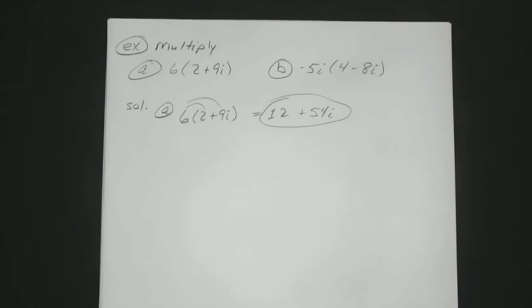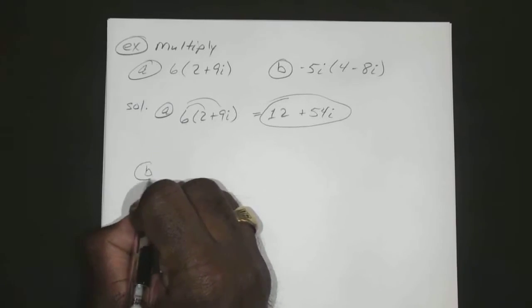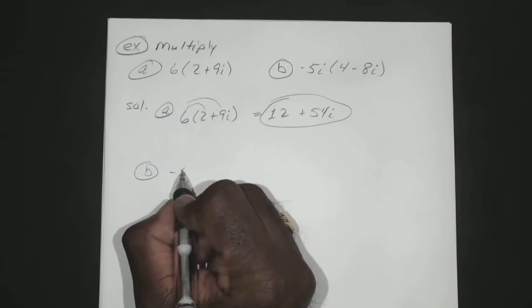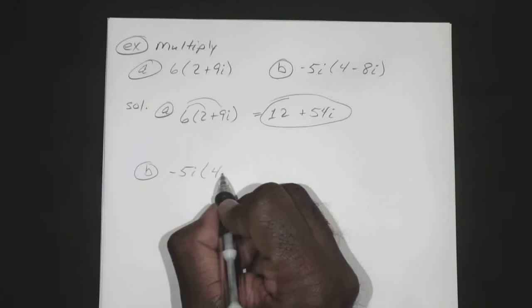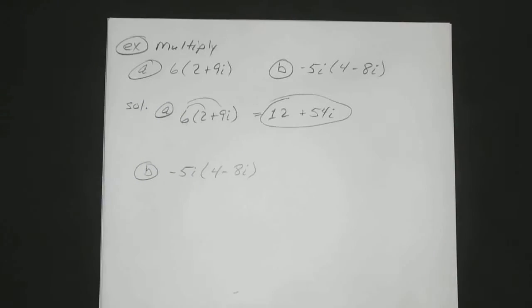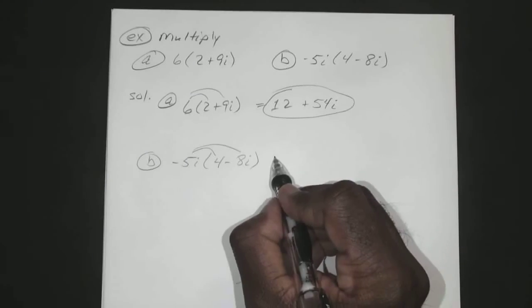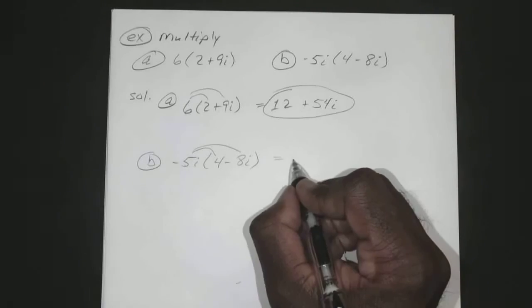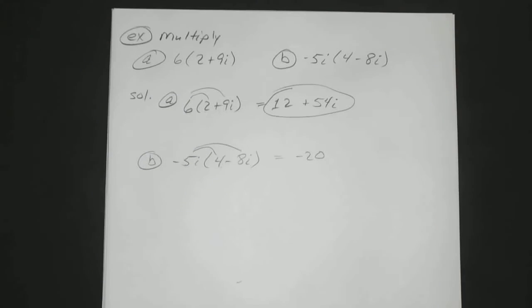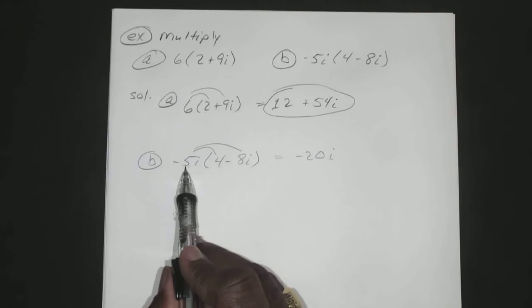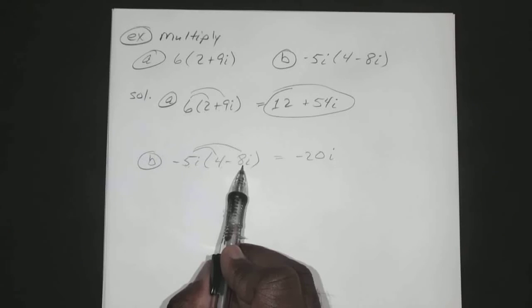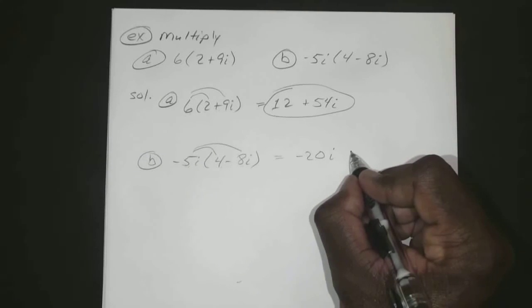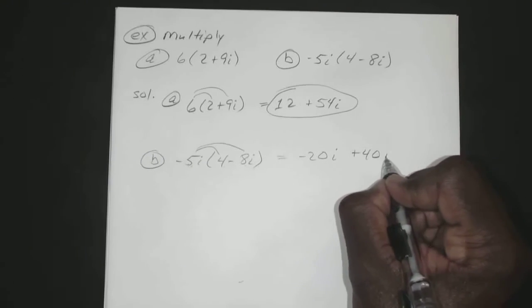But if you have one like B, so it's negative 5i times 4 minus 8i, and you distribute that one, then that would give you negative 5i times 4, which is negative 20. Nope, negative 20i, sorry about that. And then for this one, you have negative 5i times negative 8i, which would be positive 40i squared.